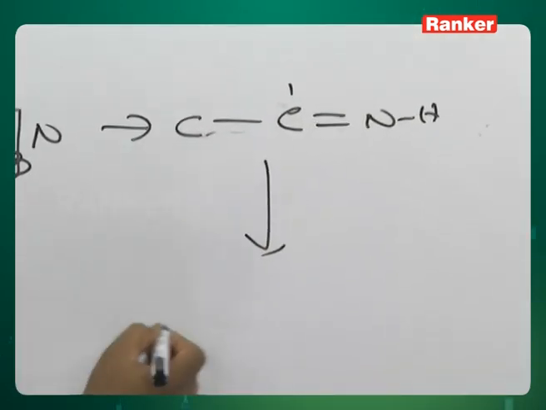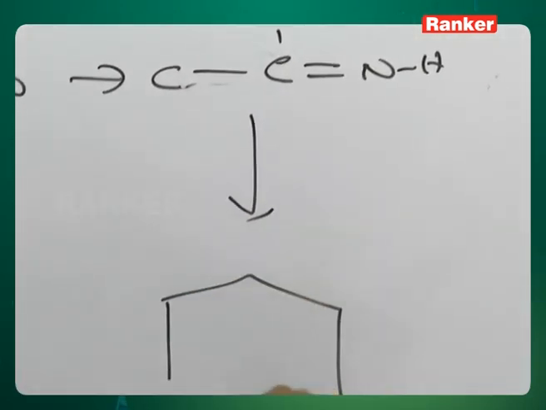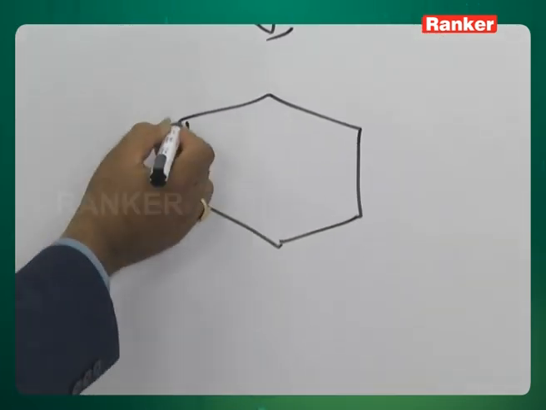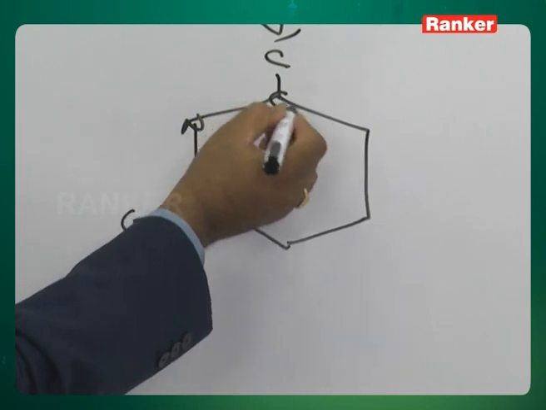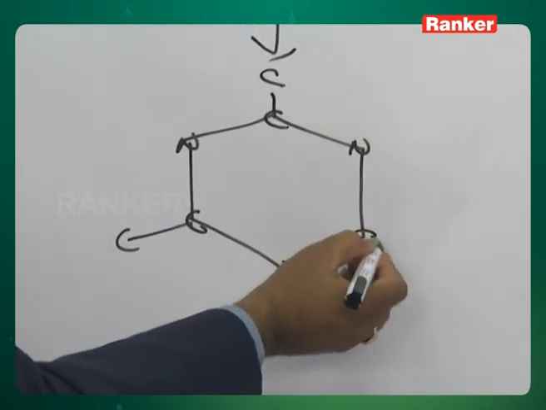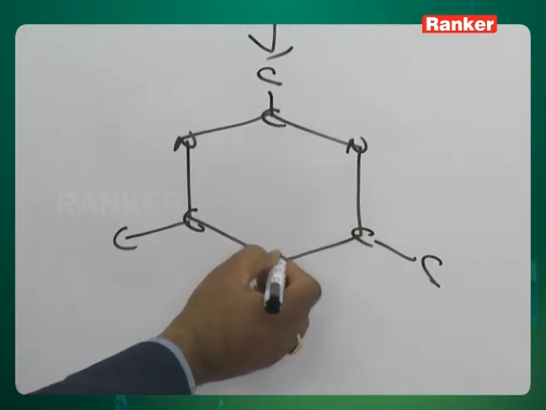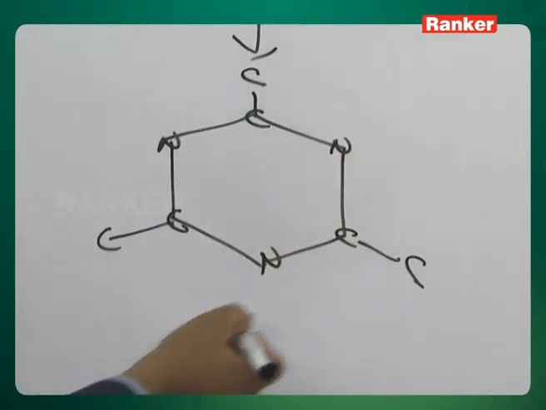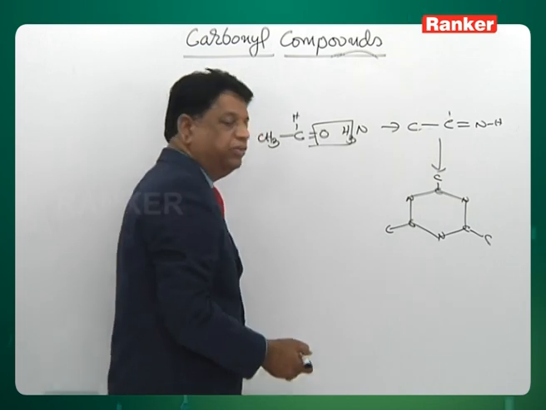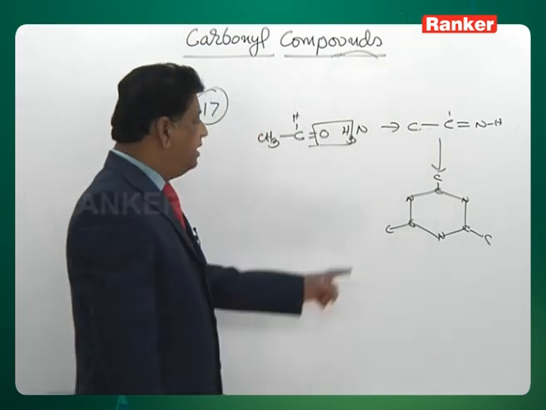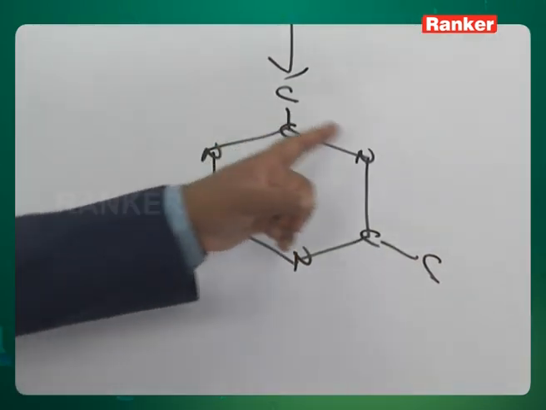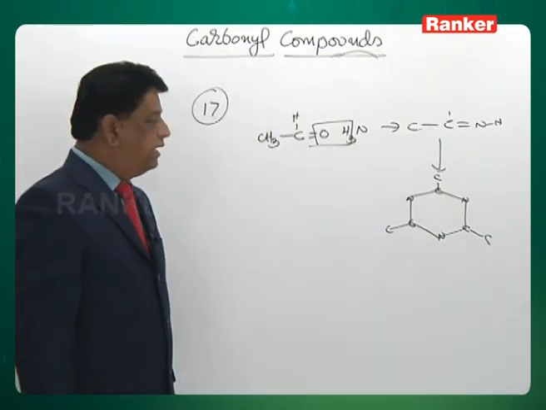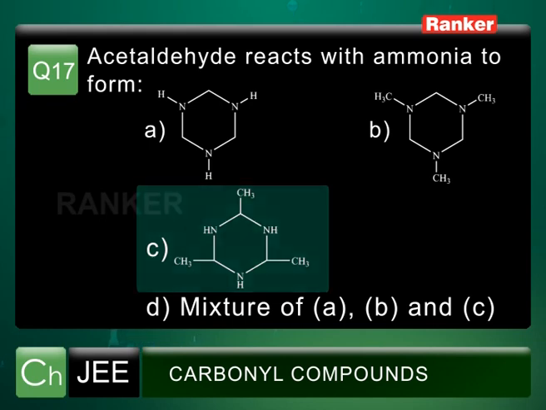Subsequently, a 6-membered ring is formed containing acetaldehyde with nitrogen, acetaldehyde with nitrogen, acetaldehyde with nitrogen. So this is one aldimine, and this undergoes addition. A cyclic type of product is formed containing the 3 methyls outside and the 3 nitrogens inside. And this is the product. Answer C is the right answer.